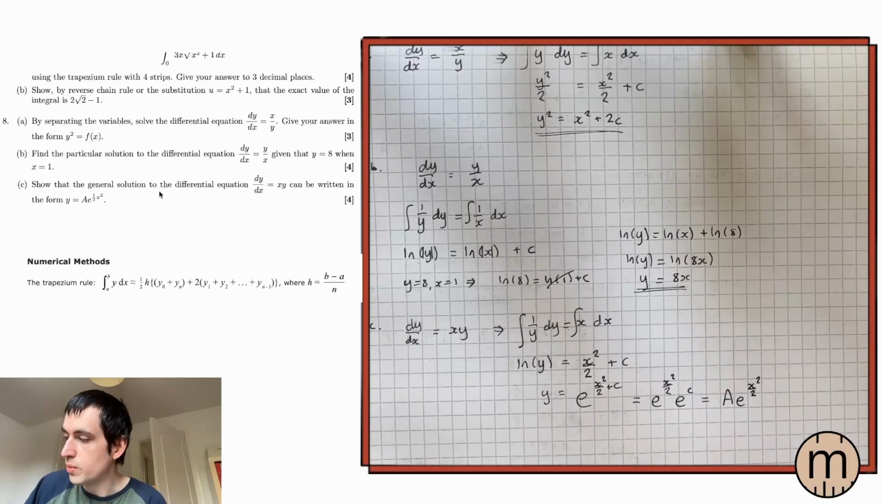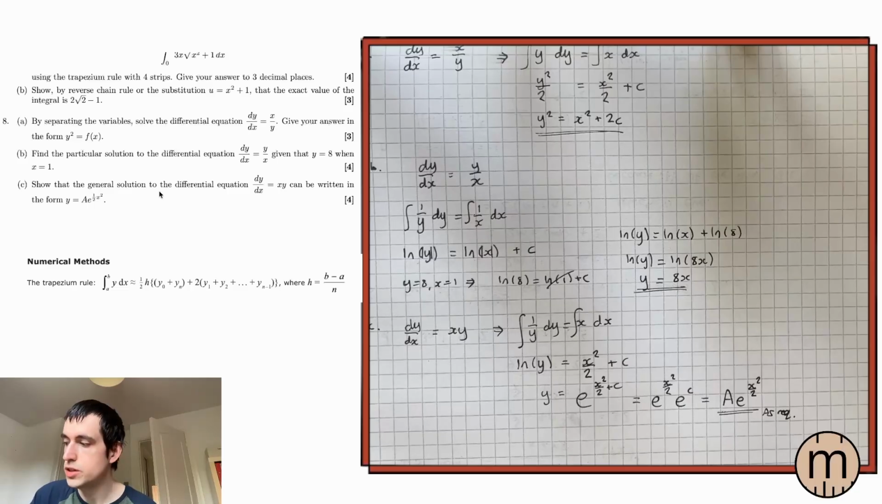And now that's of the form it wants. So as required, we've shown it's of that form. A is just another constant. You don't necessarily need to say a is equal to e to the c. You could do though, no harm in it.